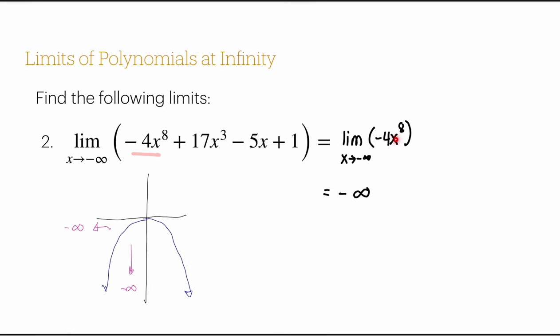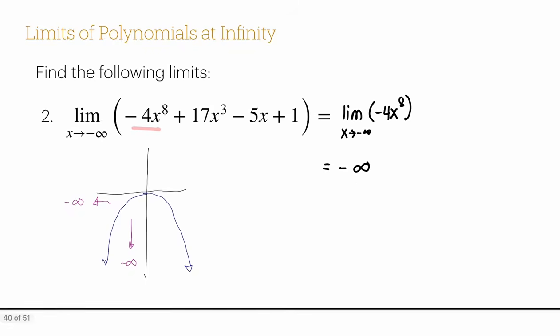If this was positive 4x to the power of 8, the curve would have been facing upward. And so when x approaches negative infinity, our answer would have been positive infinity because y is going upward. Okay, so that's how we find the limits of polynomials at infinity.